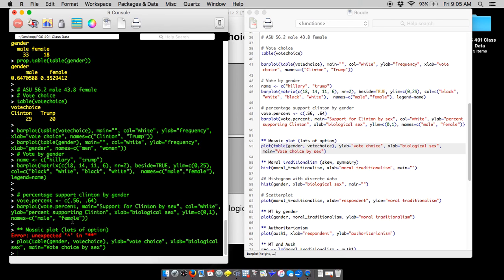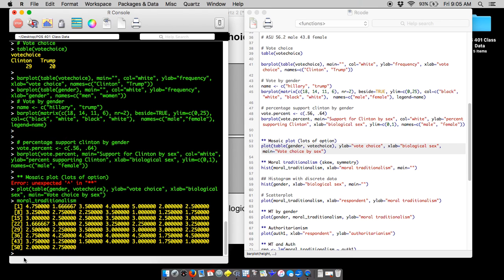And so we can look at that here. Let's type in moral traditionalism. And you can see the different values, right? Now, in reality, these are ordinal values. They're not entirely continuous because they can't really take on every value, right, because of the way that they're measured. But we can think of the latent concept that it's measuring as a continuous measure. And so for our purposes, we're going to treat this as continuous.